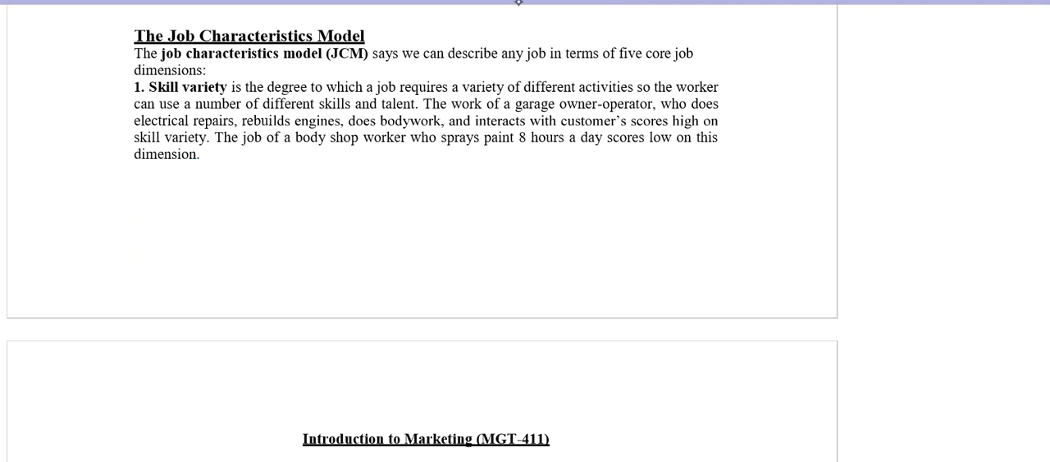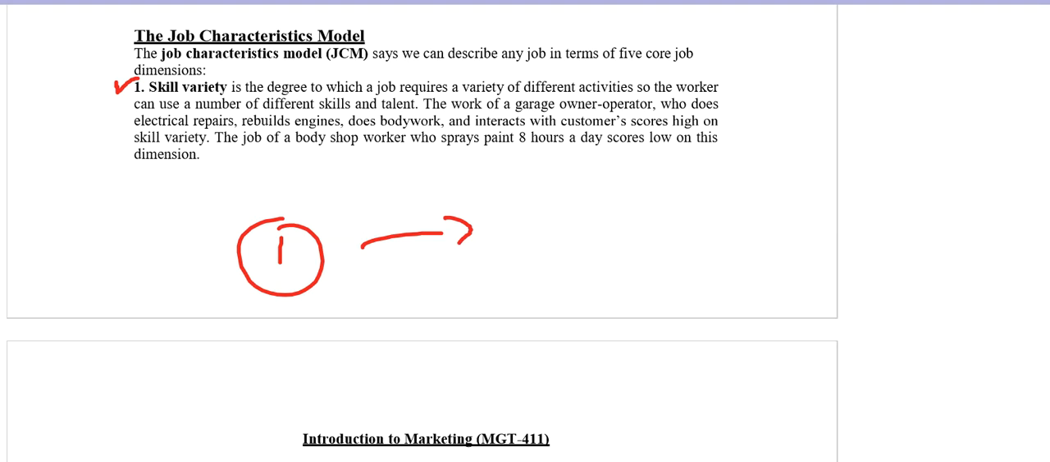And our next topic is the job characteristics model. In the job characteristics model, we have 5 different things. Number one, skill variety. Skill variety means nowadays we are not only doing one thing, we can perform multiple skills. So there should be a variety of skills a person is performing.